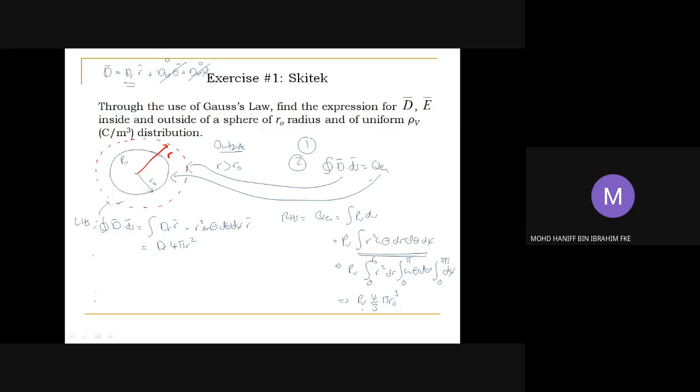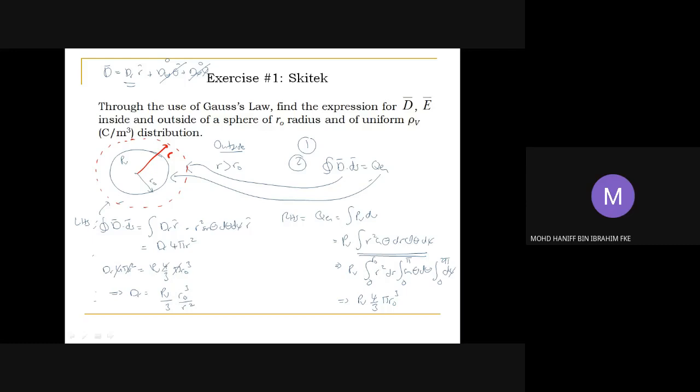Okay, so that should be your enclosed charge. So now we can equate both left and right hand side equations. So we have D_r 4 pi r squared equals rho_v 4 over 3 pi r naught to the power of 3. So we're going to have D_r equals rho_v, 4 can be cancelled out, pi can be cancelled out. We're going to have rho_v r naught to the power of 3 over 3 r to the power of 2. Yeah, r naught and r are two different things.